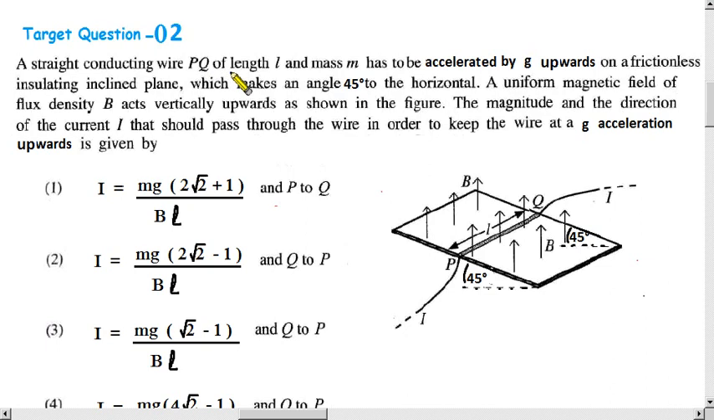A straight conducting wire PQ of length L and mass m has to be accelerated by g upwards on a frictionless insulating inclined plane, which makes an angle 45 degrees to the horizontal. A uniform magnetic field of flux density B acts vertically upwards as shown in the figure. The magnitude and the direction of the current I that should pass through the wire in order to keep the wire at a g acceleration upwards is given by. So there are answers you have to do now.